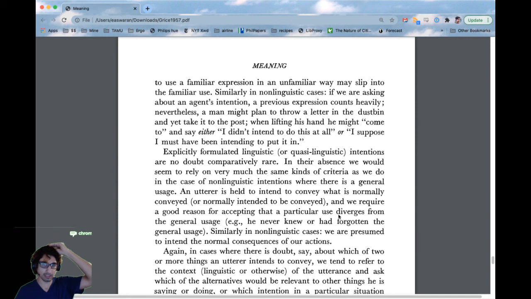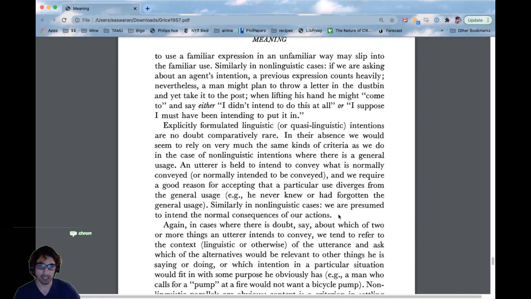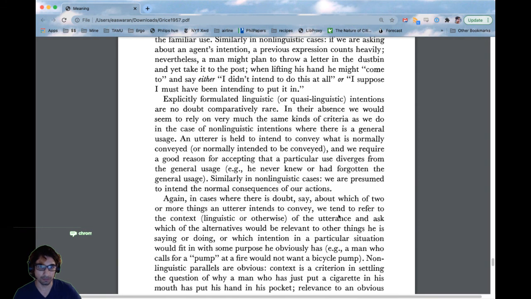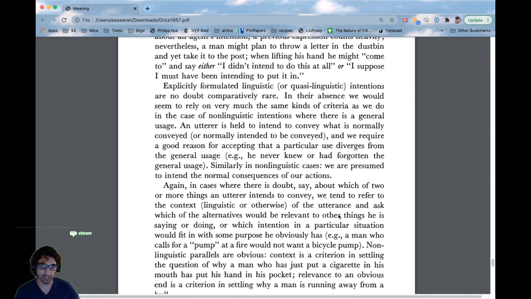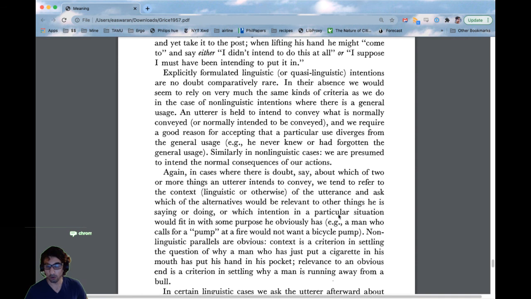Explicitly formulated linguistic or quasi-linguistic intentions are no doubt comparatively rare. That is, people don't often say what they're going to do, what they're trying to do, when they say something. In their absence, we would seem to rely on very much the same kinds of criteria as we do in the case of non-linguistic intentions where there is a general usage. An utterer is held to intend to convey what is normally conveyed, or normally intended to be conveyed, and we require a good reason for accepting that a particular use diverges from this general usage.